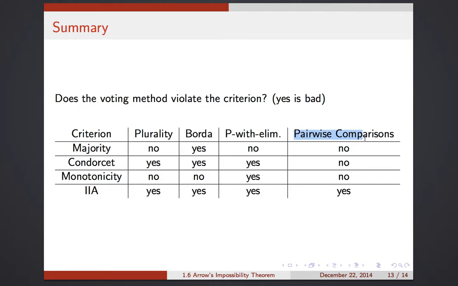Pairwise comparisons actually does pretty well. It does not violate majority, does not violate Condorcet, does not violate monotonicity. So in other words, using pairwise comparison, a majority candidate always wins. Using pairwise comparison, a Condorcet candidate always wins. Using pairwise comparisons, you cannot hurt somebody by moving them up. However, using pairwise comparison, a winner can be hurt by a loser dropping out. So notice all four of the voting methods violate that one.